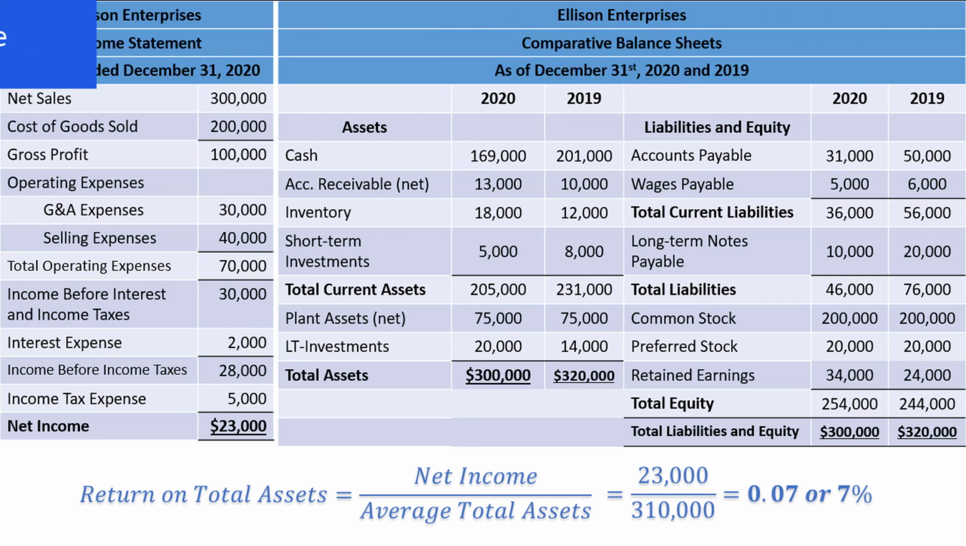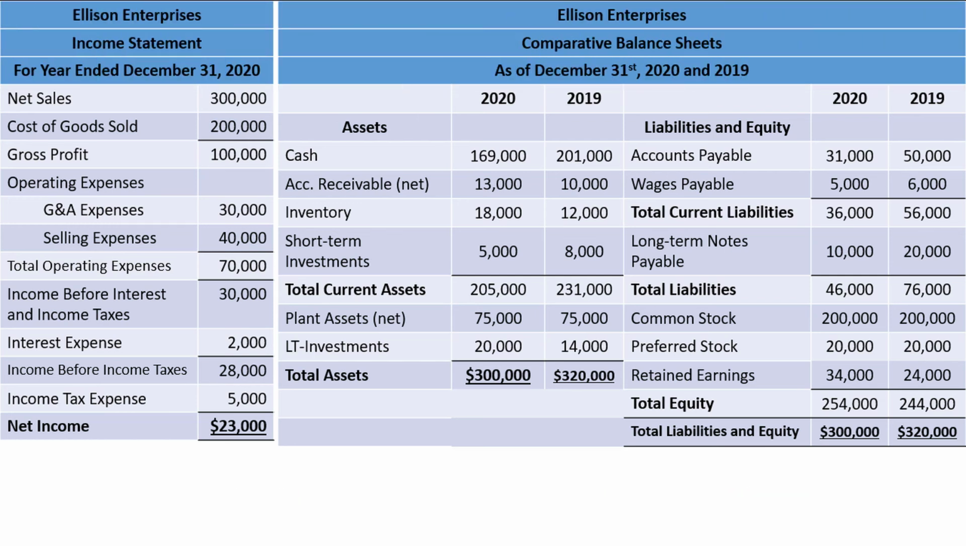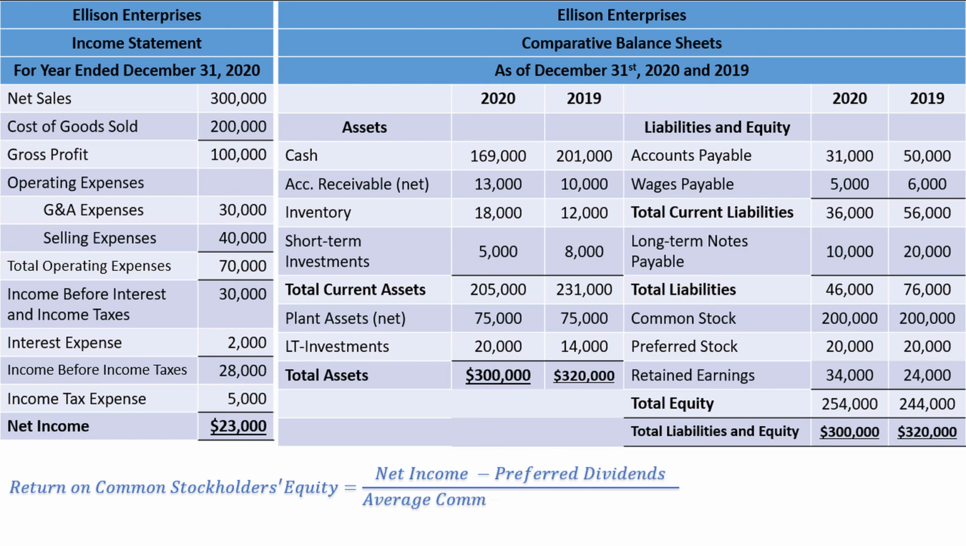Having a higher return on total assets is always desirable, but what is typical will vary greatly based on the industry. Next, we have the return on common stockholders' equity, which is equal to net income minus preferred dividends divided by the average common stockholders' equity. To find the average common stockholders' equity, we must first find the common equity in 2020, and then find the common equity in 2019, and then find the average.